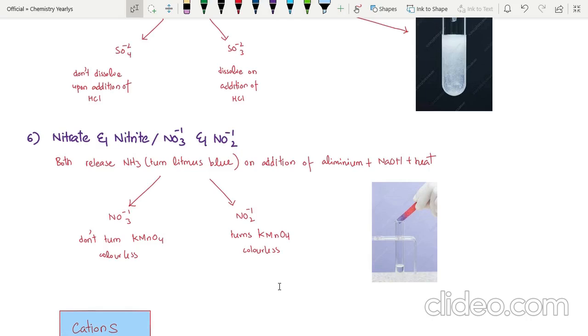How are we going to be confirming whether it is a nitrate or nitrite? We can do the same test. We will add a few drops of KMnO4. If it is nitrite, it will turn the KMnO4 colorless, and if it is nitrate, it will not turn it colorless.